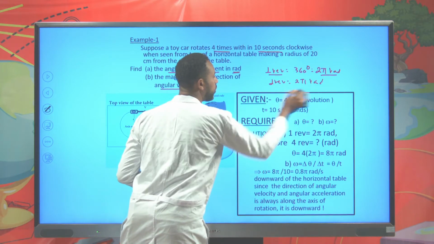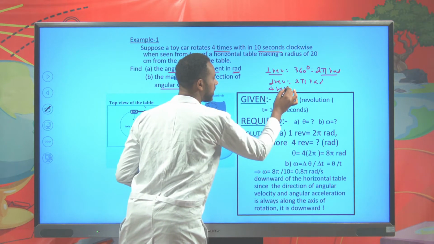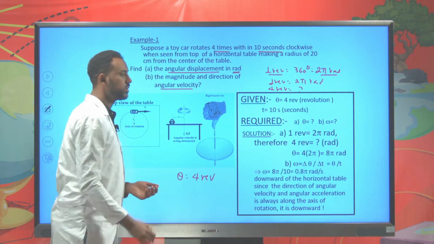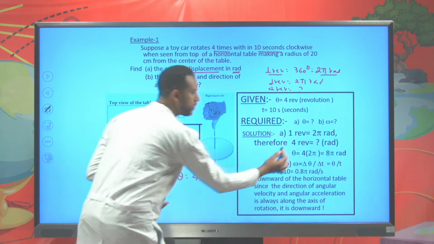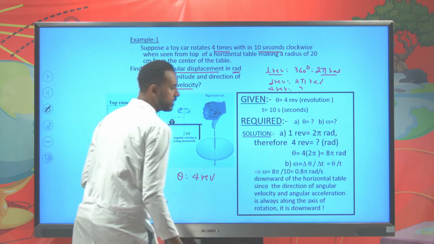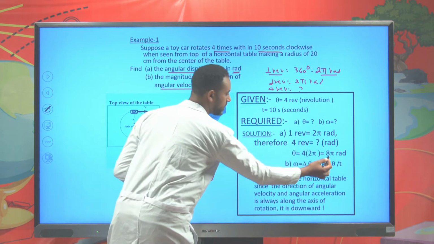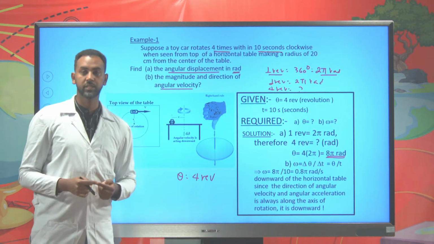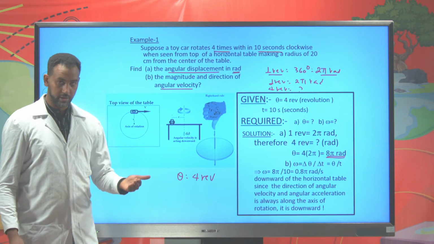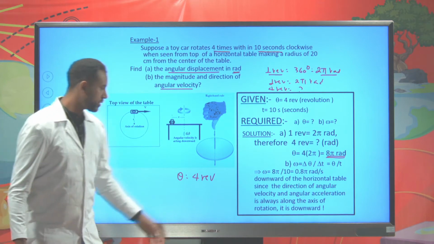If so, 4 revolutions is how much in rad? It's so simple. 1 revolution is 2 pi rad. So 4 revolutions is how many rad? When you cross-multiply, you find that it is 8 pi rad. So the angular displacement is 8 pi in rad. In revolutions, it's 4 revolutions.